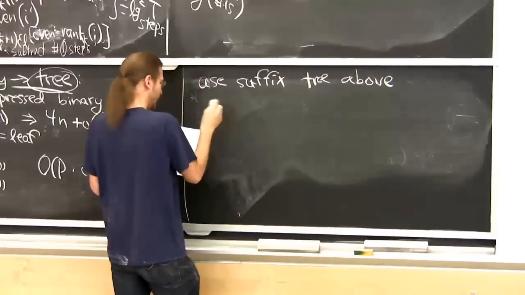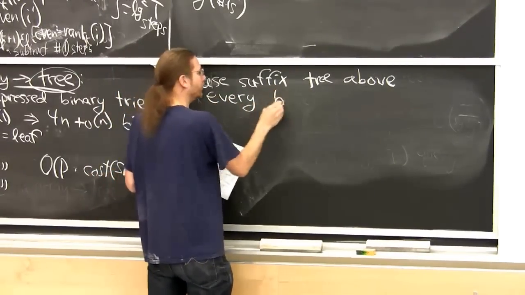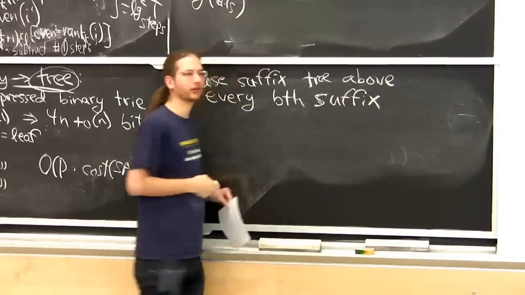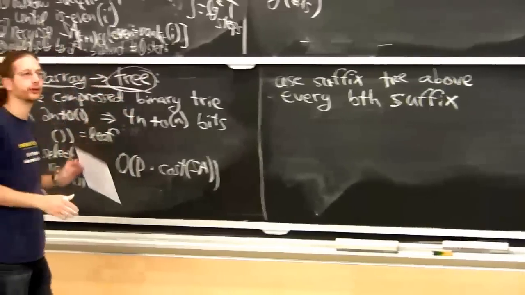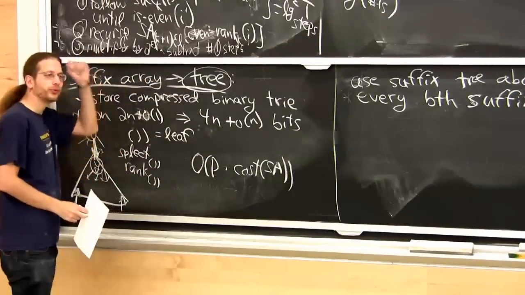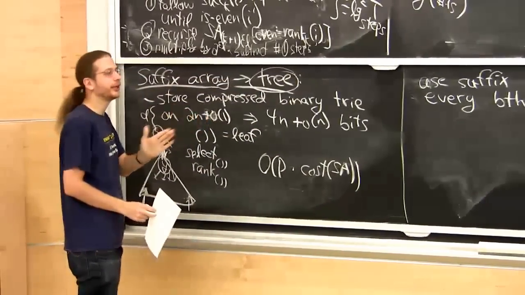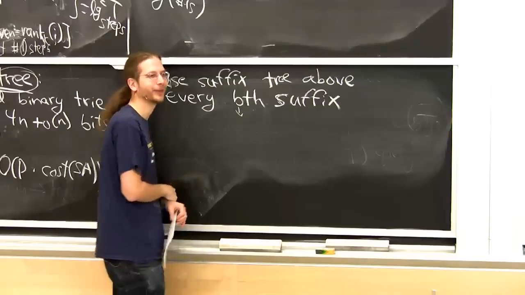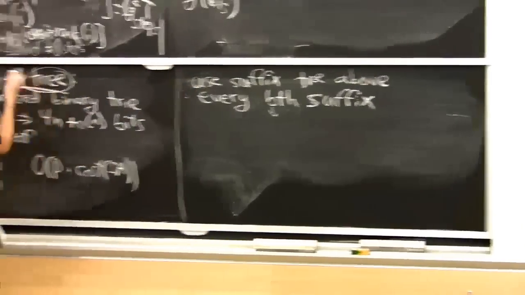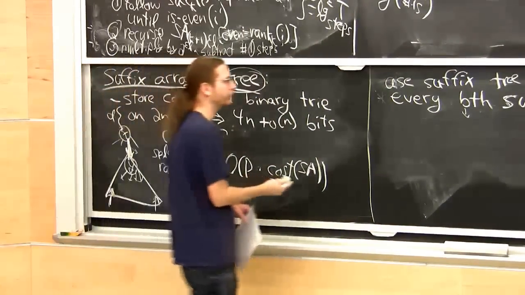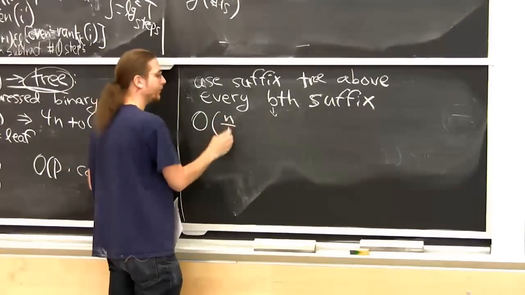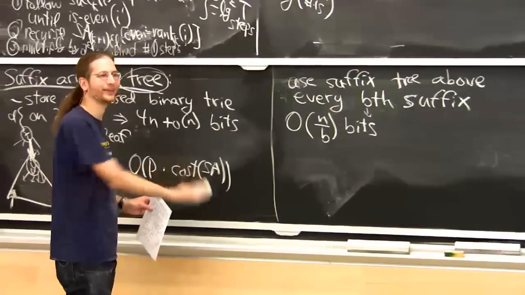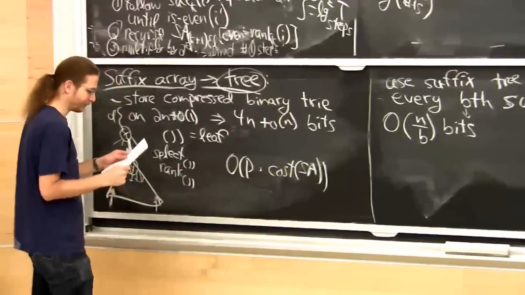above every b-th suffix. So throw away all but a 1 over b fraction of the leaves, and then take the tree that remains. So once you do a search, you won't find exactly the leaf you want, but you'll be within an additive b of the leaf you want. B here can be arbitrarily small. This can be log, log, log, log, log n, but something super constant. Then if I use this structure, instead of being order n space, it's going to be order n over b bits. So we win. The only issue is now, how do you find the correct leaf as opposed to the incorrect leaf?